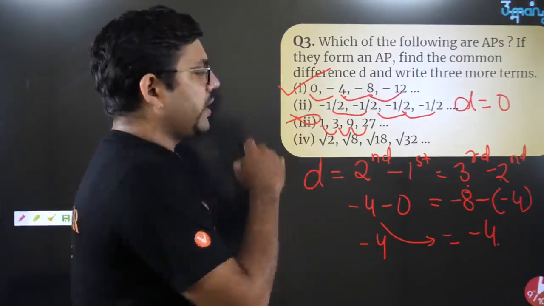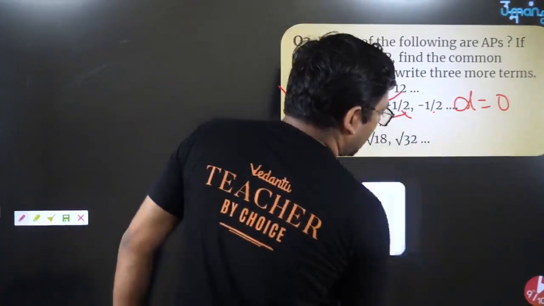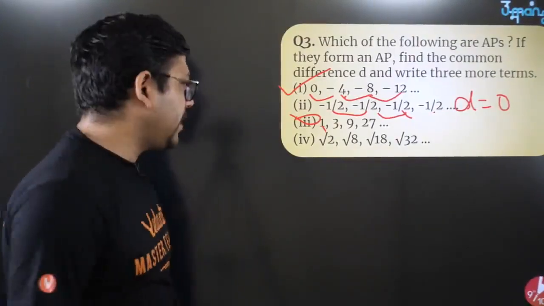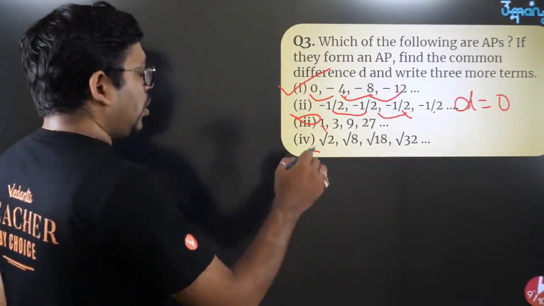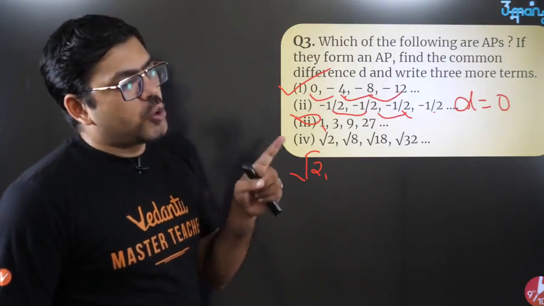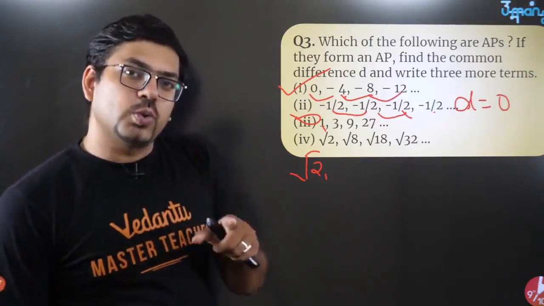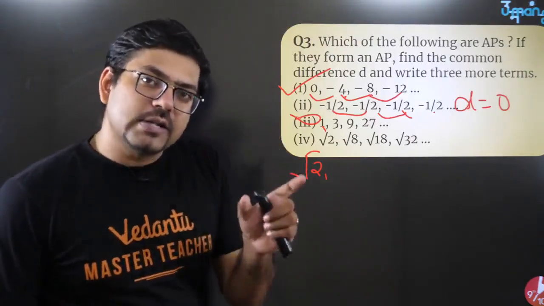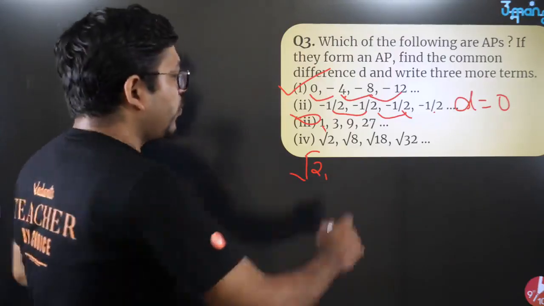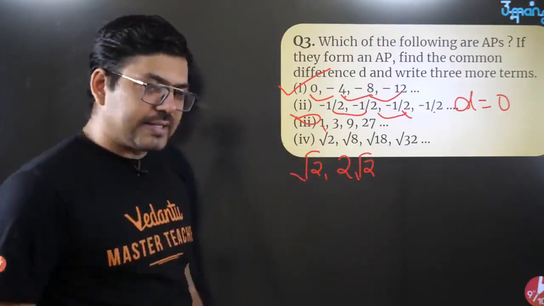And root 2, root 8, root 18, root 32. Here we'll have to actually look carefully. Root 2 cannot be further simplified; it is an irrational number. Root 8, think about it carefully: can you write root 8 as root 4 into 2? 4 twos are 8. Root 4 is actually equal to 2, so you will write 2 root 2, because the root 2 remains inside.